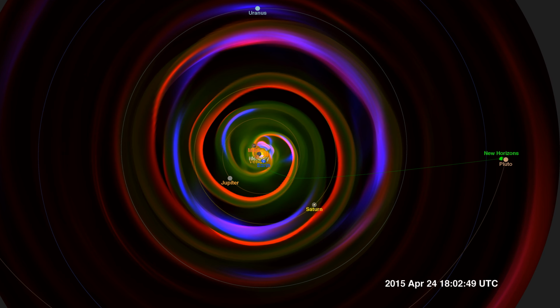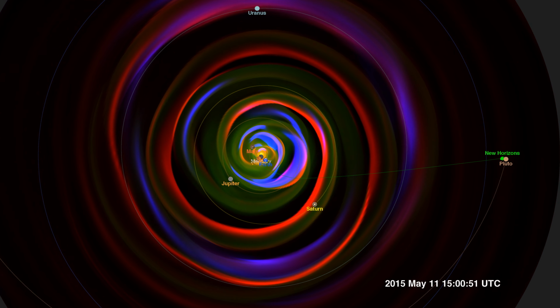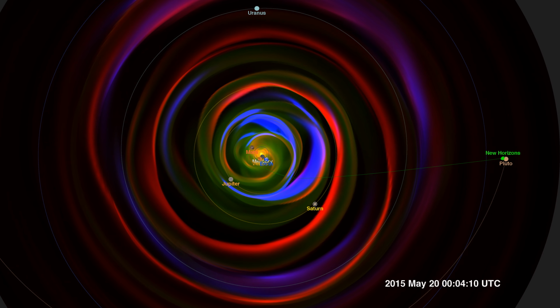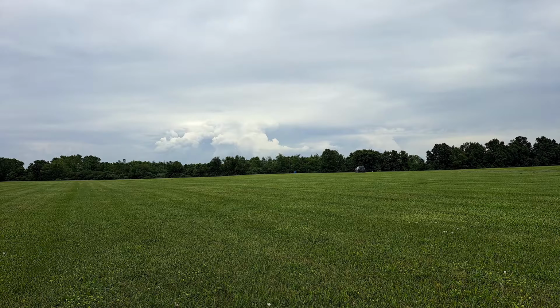Over large scales, the solar magnetic field isn't random. It forms a spiral pattern, shaped by the sun's rotation. It's called the Parker spiral, and it stretches all the way to the edges of the heliosphere.